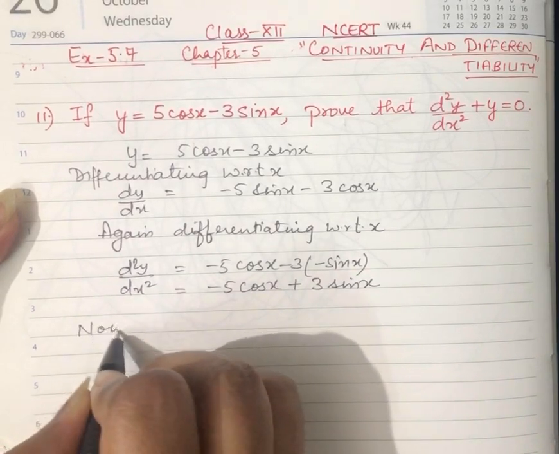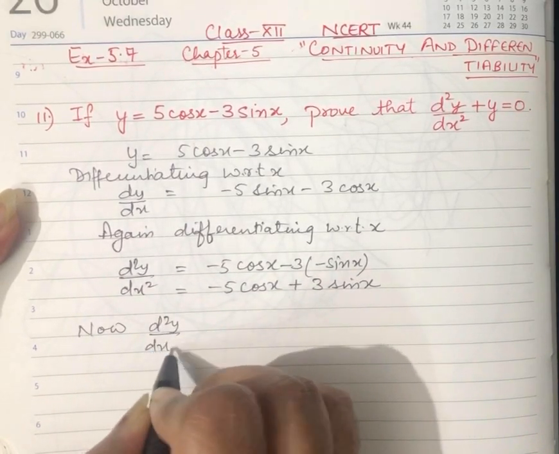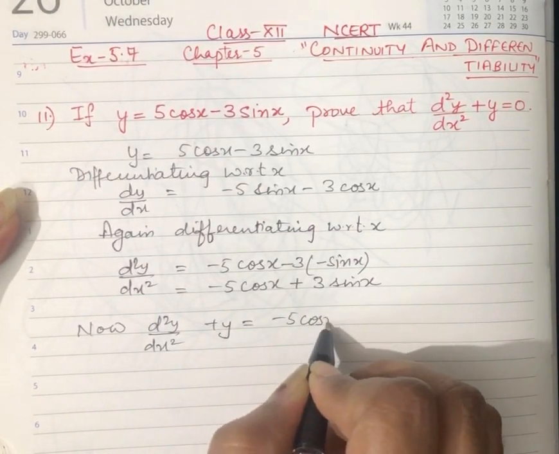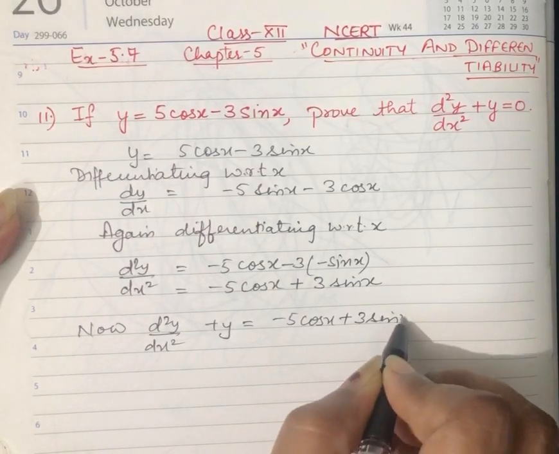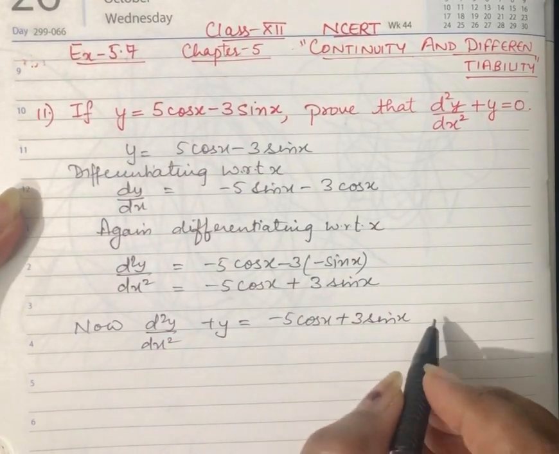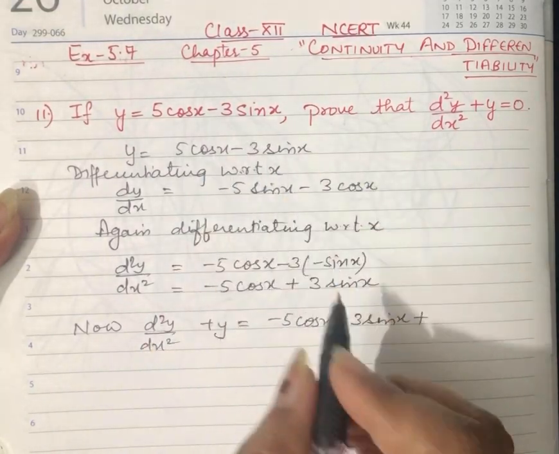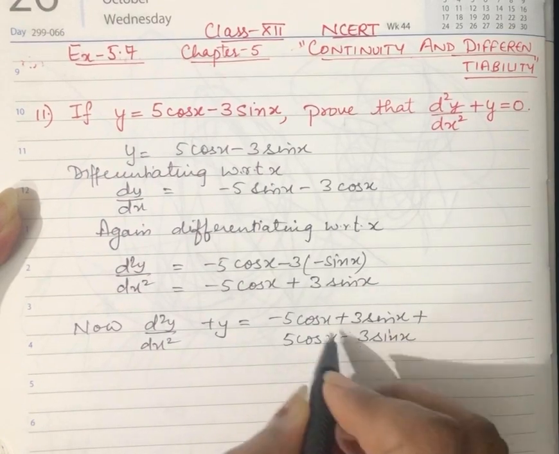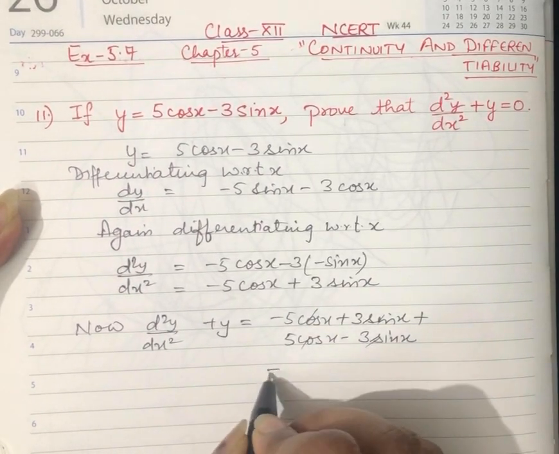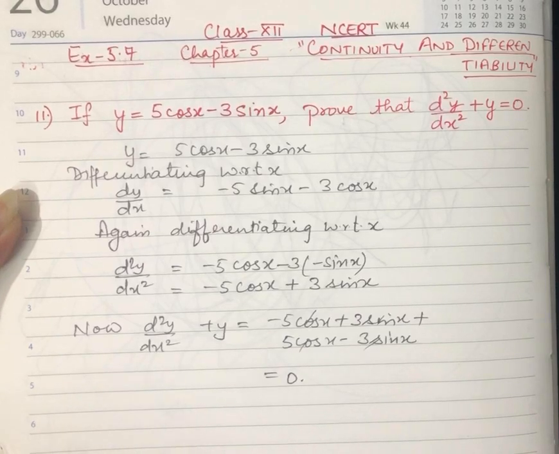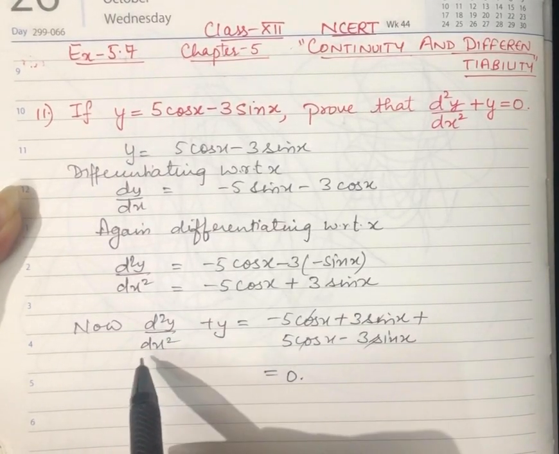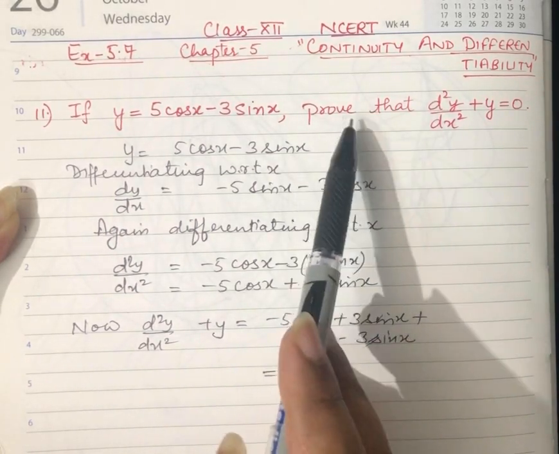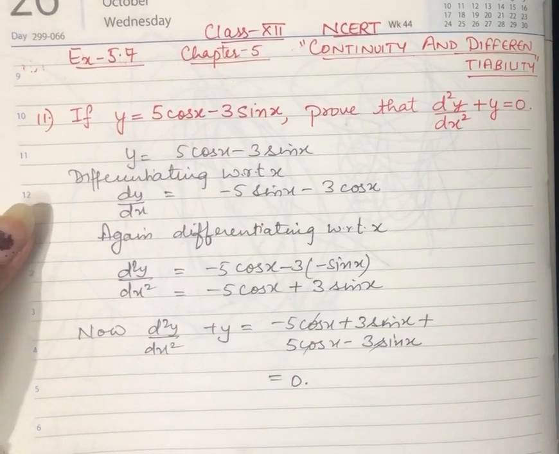Now d square y by dx square plus y is equal to, put the values, minus 5 cos x plus 3 sin x, and the value of y is plus 5 cos x minus 3 sin x. All the values cancel out and this becomes 0. So d square y by dx square plus y is equal to 0, hence proved. So this completes the 11th question.